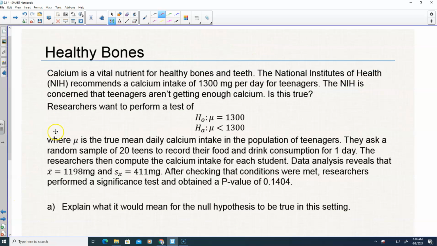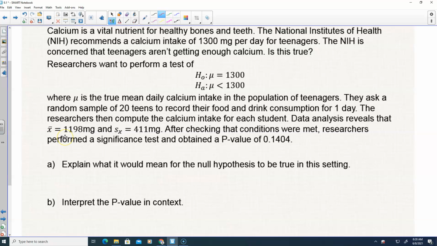Okay, so let's look at an example here. Calcium is a vital nutrient for healthy bones and teeth. The National Institutes of Health recommends a calcium intake of 1,300 milligrams per day for teenagers. The NIH is concerned teenagers aren't getting enough calcium. Is this true? They perform the test that mu is equal to 1,300 against the alternative that it is less than 1,300, where mu is the true mean daily calcium intake for the population of teenagers.